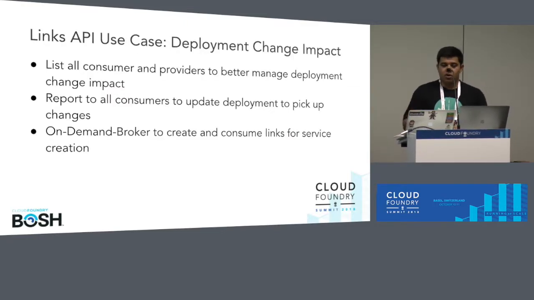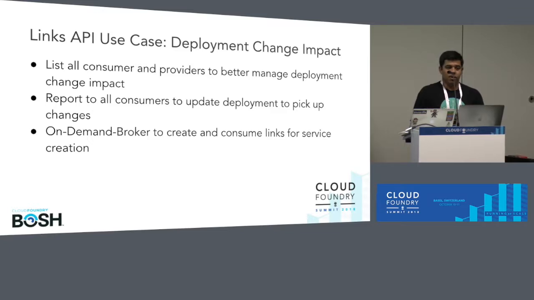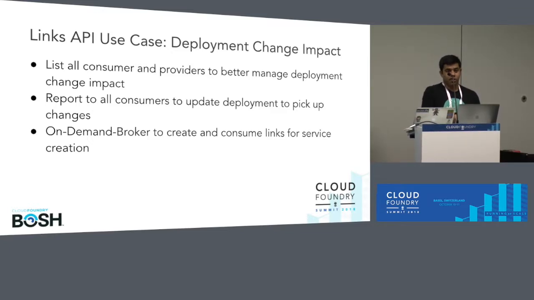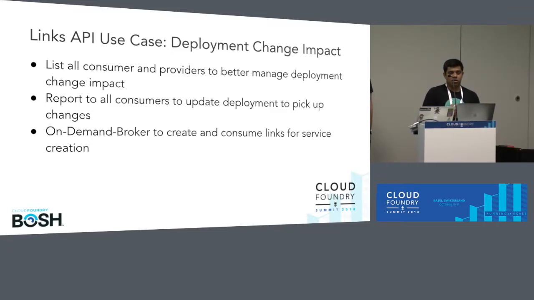And on-demand brokers can now create multiple links for the same service instance. So they can filter which properties they want to share. You can request a single AZ, for example, if your service instance is deployed in a three-AZ structure and you want just app A to associate with AZ1. You can filter which instance you want to associate with the app, just by filtering the AZs.